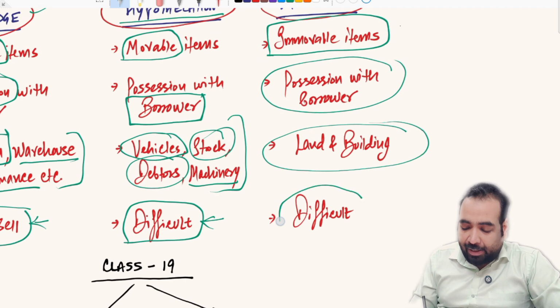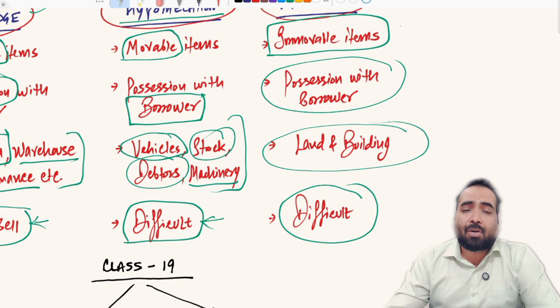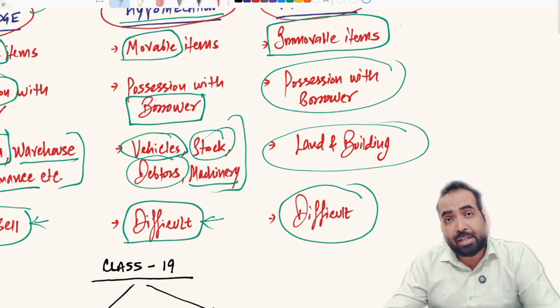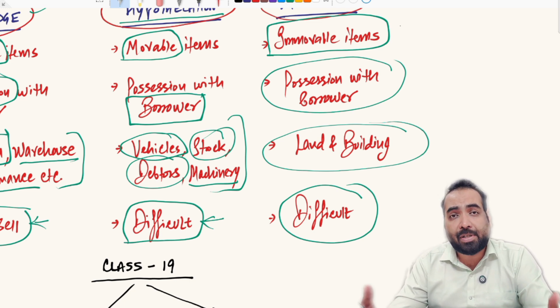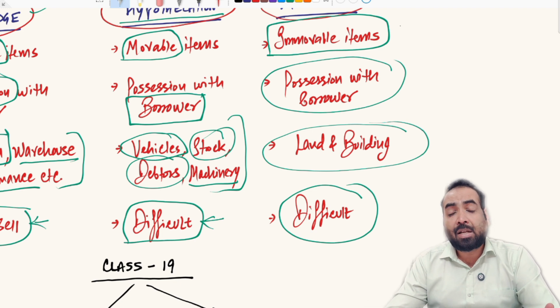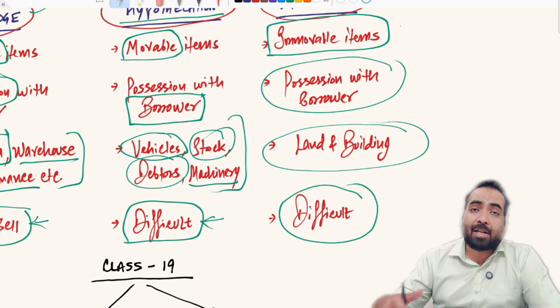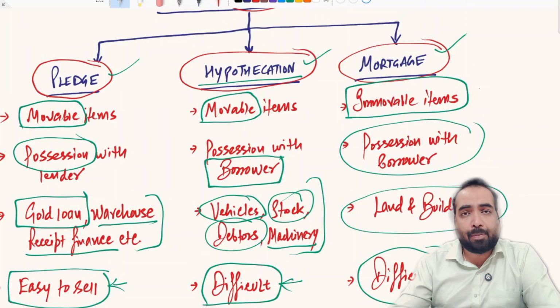This process is again difficult in terms of recovery, because taking possession of an immovable property is a very tedious task, especially in the Indian market. Once you start, it takes almost 3-4 years generally just to take possession of the property. After taking the possession, selling the property is another very difficult task here in India. So this is a very difficult process as compared to pledge and hypothecation.